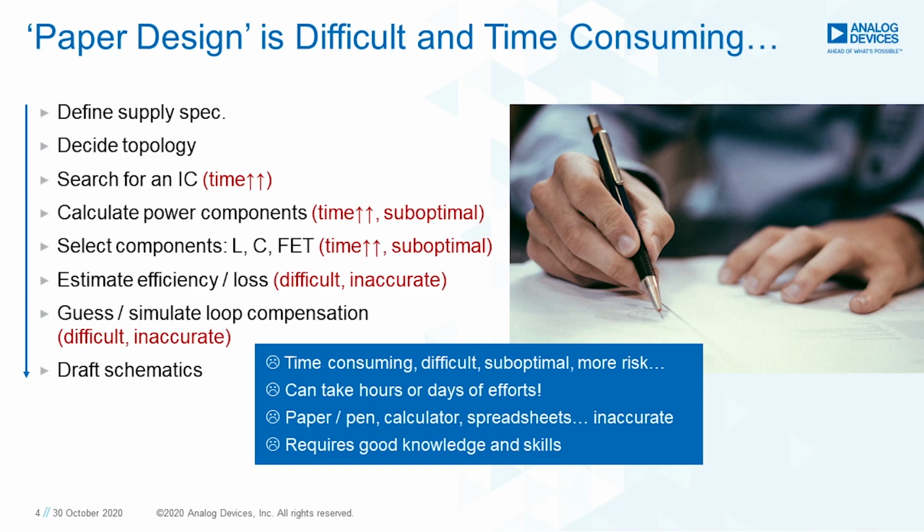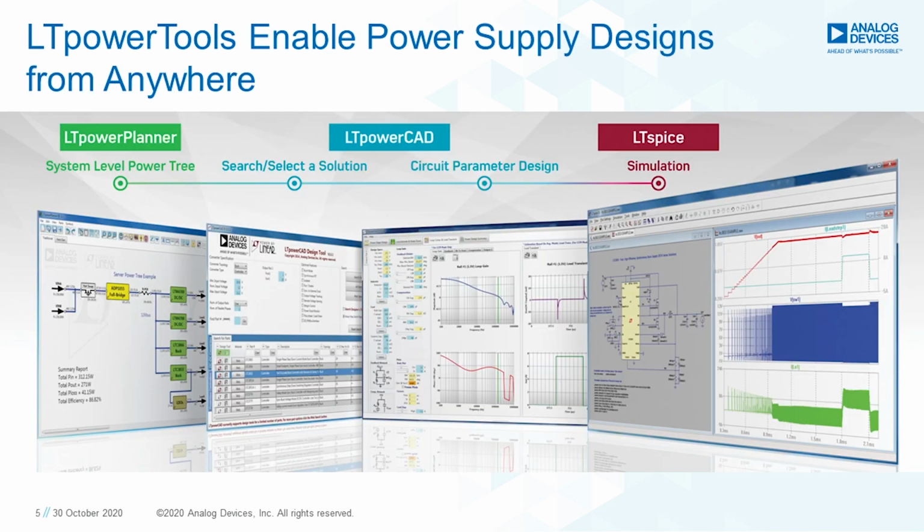To make this analysis easy, a system-level design and optimization tool is needed. Doing a paper design can be difficult and time-consuming. You need to define the supply specifications, choose a power topology, and search through websites to find the best devices. Even harder is trying to calculate the values of the resistors, inductors, capacitors, and MOSFETs, and then choose the proper components that meet the design criteria. Of course, estimating the efficiency and power loss is difficult, and designing the loop compensation, which determines the transient response, is almost impossible. The better way is to use the LT Power Tools suite to design the system.